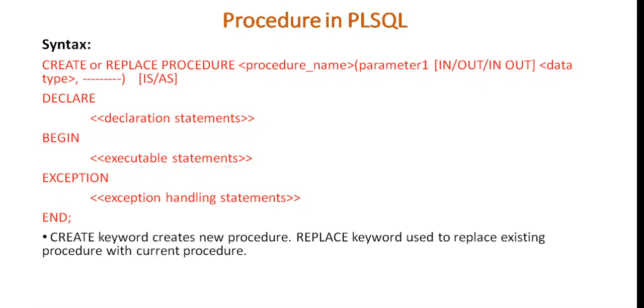Okay, and if the procedure with the given name is not there in memory, then it will create a new procedure by using the create statement. Then the IS keyword is used when creating a nested procedure. If our procedure is a nested procedure, if we are writing a procedure within a PL/SQL block, then we use the IS keyword.